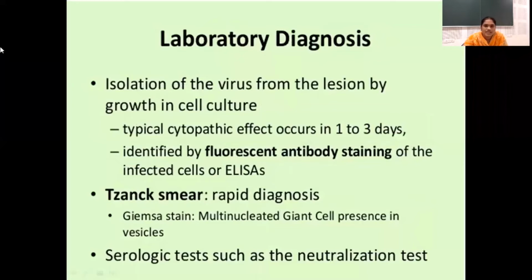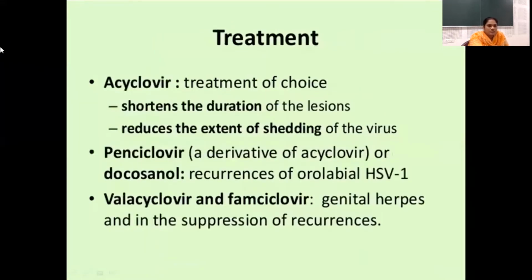Laboratory investigations. Isolation of the virus from the lesion by growth in culture, meaning cell culture. It usually occurs within 1 to 2 days. It is identified by fluorescent antibody staining and ELISA techniques. Tzanck smear gives rapid diagnosis, in which multinucleated giant cells are present in the vesicles. Serological tests such as neutralization tests are done. So for treatment, acyclovir, penciclovir, valacyclovir, and famciclovir are used.